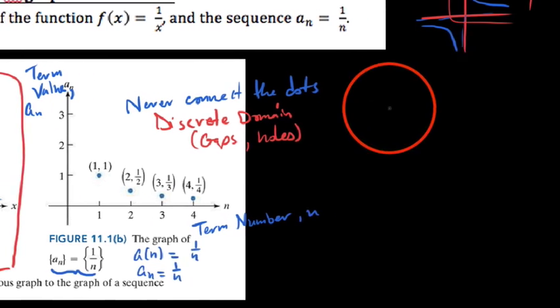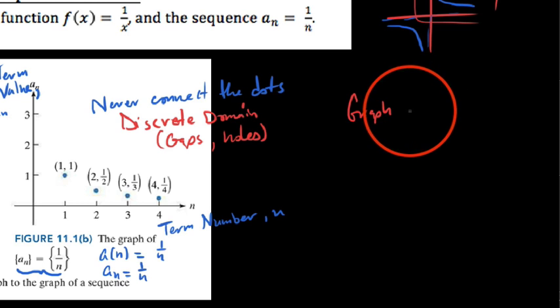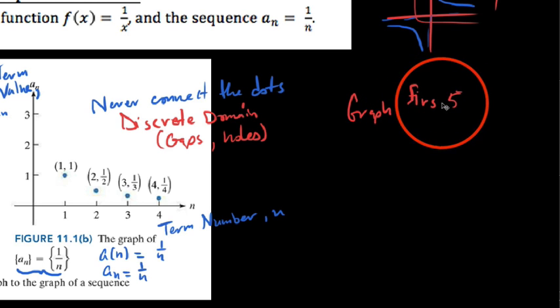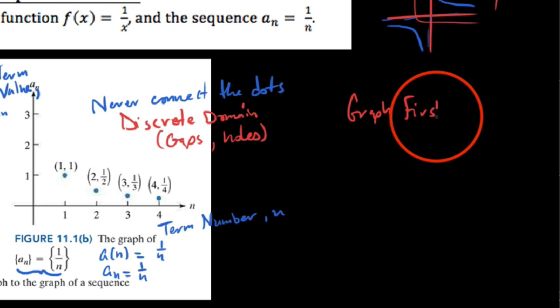So if we were to take a look at our very own graph, let's go ahead and do this. We're just going to sketch a graph. The first, say 5, oh my goodness, it looks horrible. The first 5 terms of the sequence. You might be asked to do this.